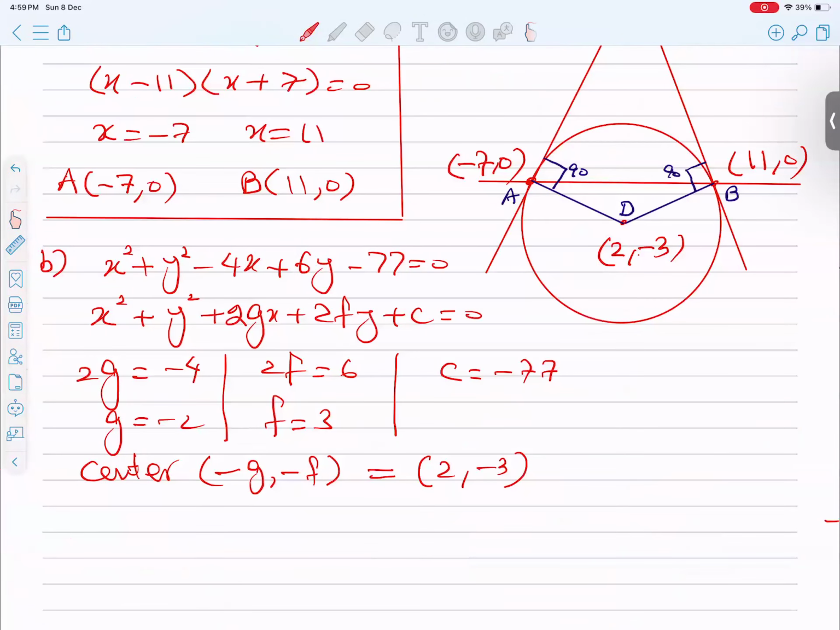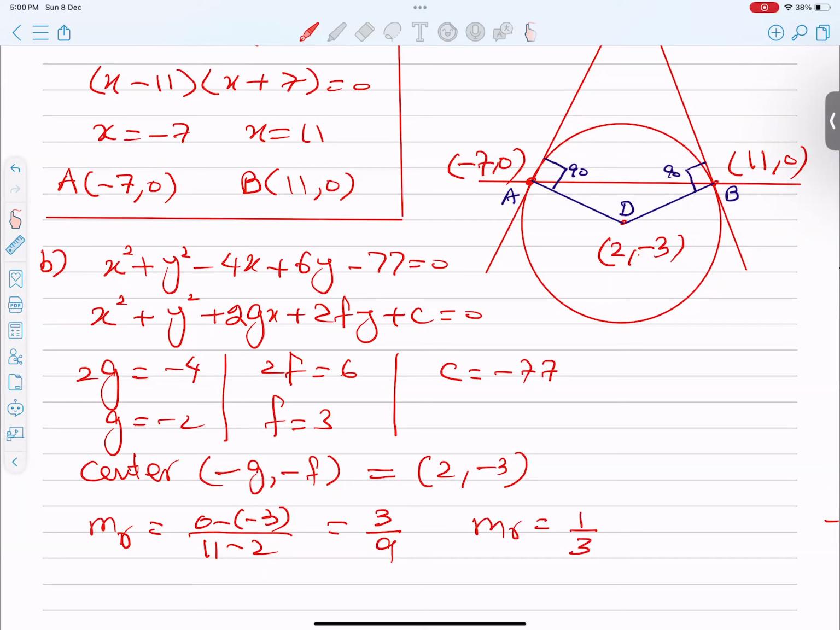I will go for this equation. So what is the gradient of the radius BD? Or I can say R for radius. So y2 minus y1 over x2 minus x1. I got 3 divided by 9, and I got a gradient of radius that becomes 1 over 3. 1 over 3 is coming for this.